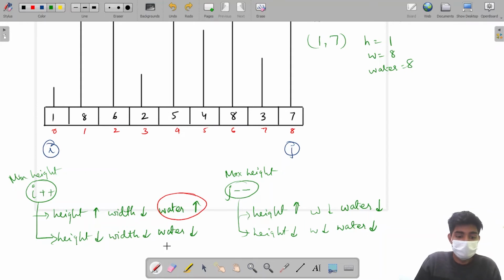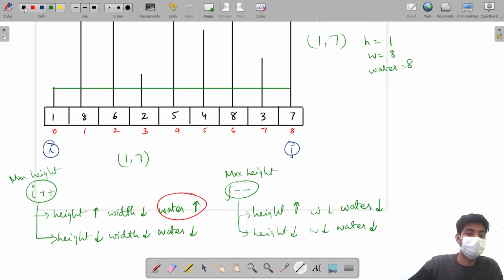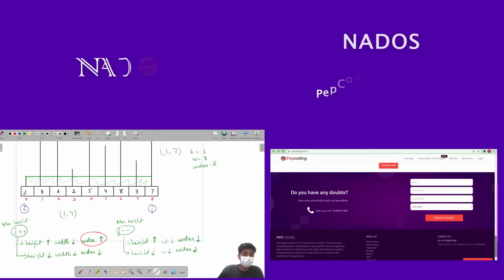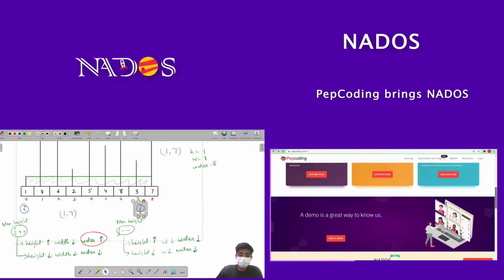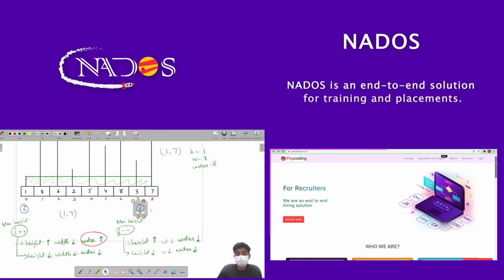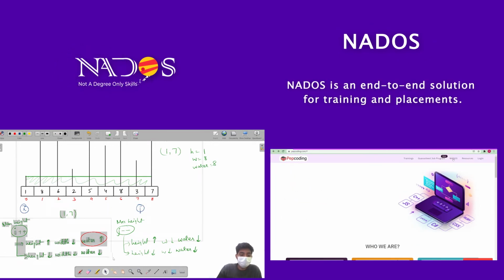Okay, so let's say I'm at this point, I'm at 1,7, right? When I'm at 1,7, the container that I will have will be something like this. This will be my container. This is 1 to 7, right? This is the container that I will have when my I is at 1 and J is at 7. Let's say I reduce my J. I'm reducing my J because we talked about the minimum height, right?